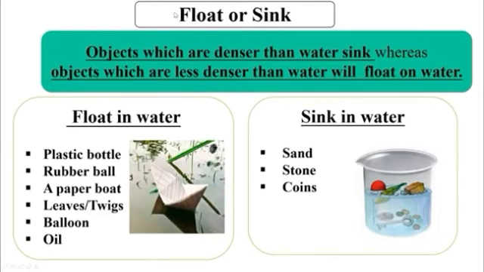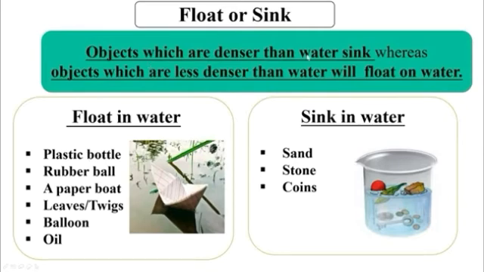The idea behind this is that objects that are denser than water will sink in the water, whereas objects that are less dense than water will float in the water. This means that the density of sand, stone and coins is higher than the density of water, whereas the density of plastic bottles, rubber balls or a paper boat is lesser than the density of water.